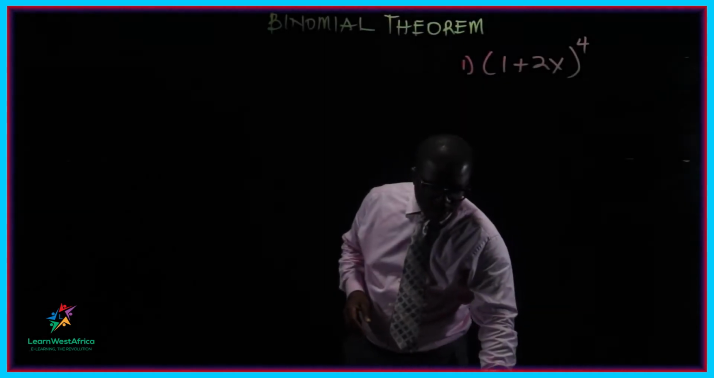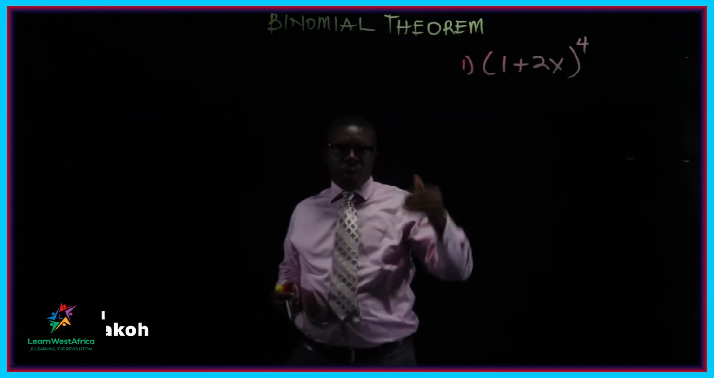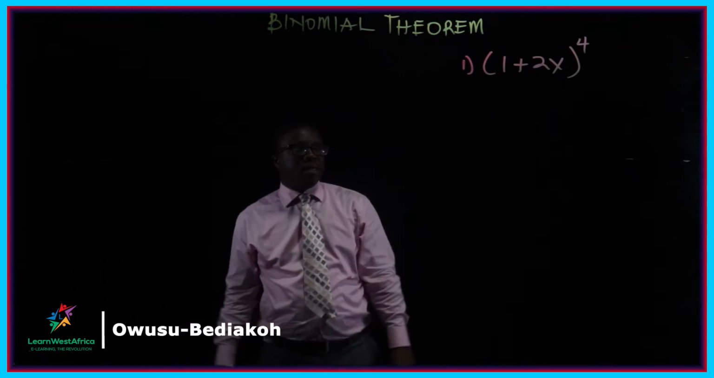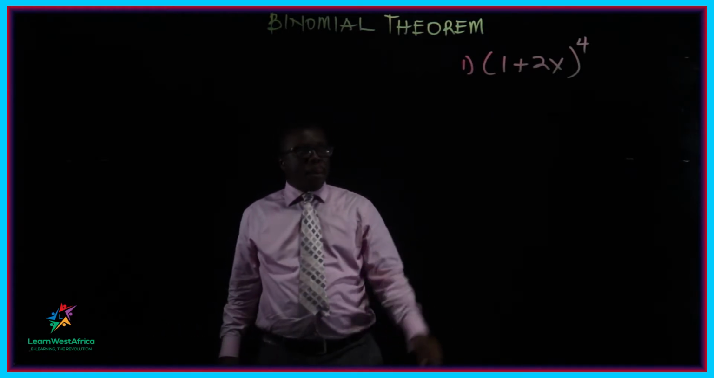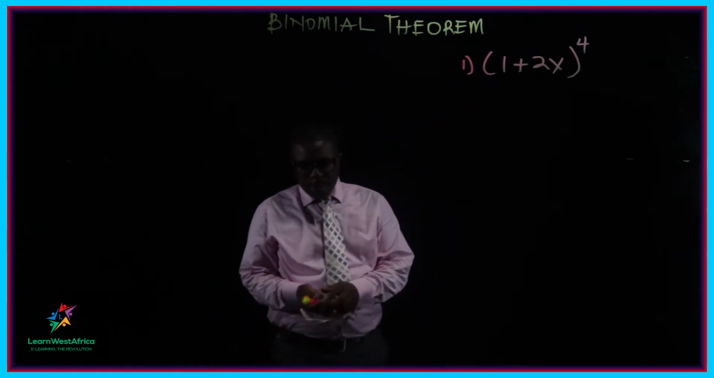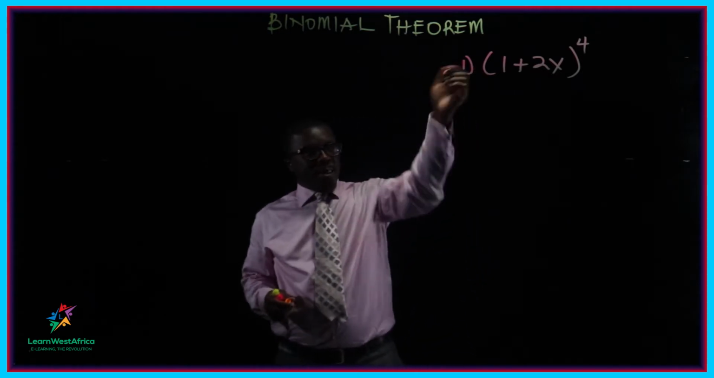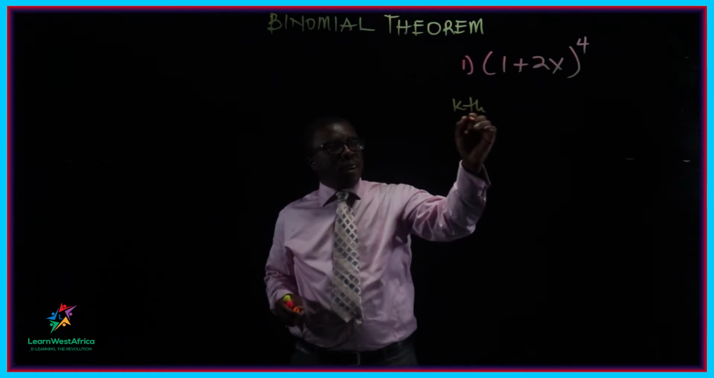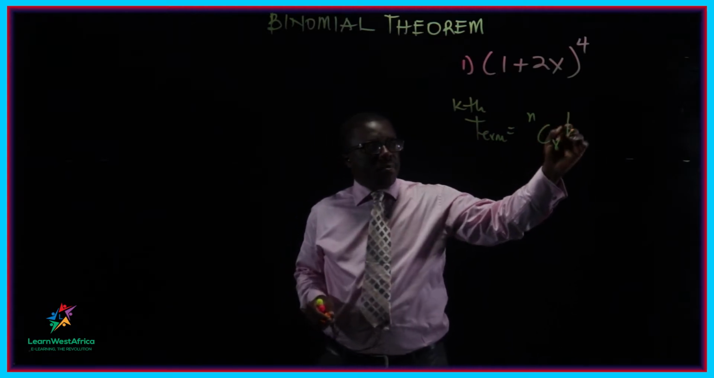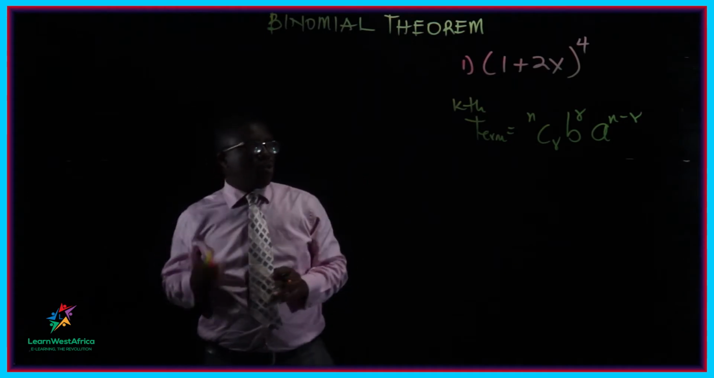Okay, so in the question that was just shown to you, we are required to find, in ascending powers of x, an expansion of some binomial terms. The first of them was 1 plus 2x to the power 4. So we're going to apply what we just discussed. The kth term of a binomial, or any term in a binomial, is given by n choose r, b to the power r, a to the power n minus r. It's very important for us to also know this.